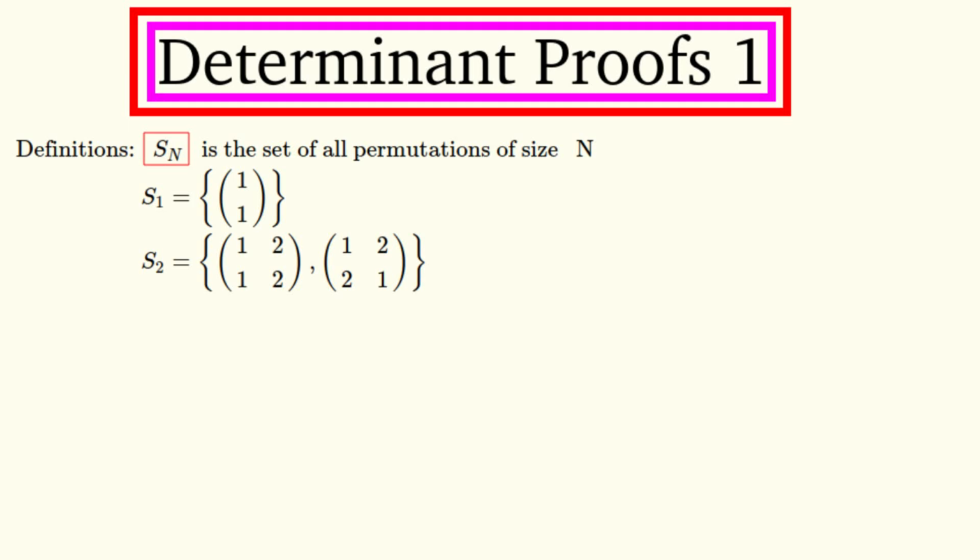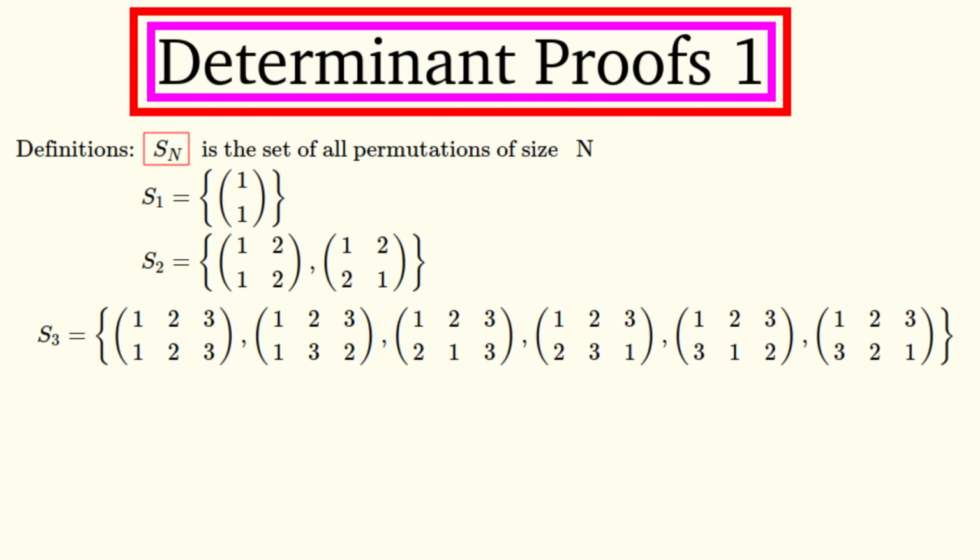This is the set of permutations of size 2. It contains two elements, the identity that doesn't do anything, and the permutation that swaps the only two elements. And this is the set of permutations with three elements. There's about 6 of them, and there's enough of them to make this set look interesting.